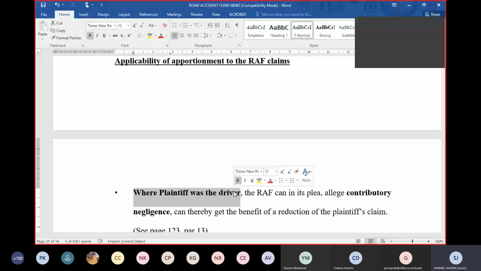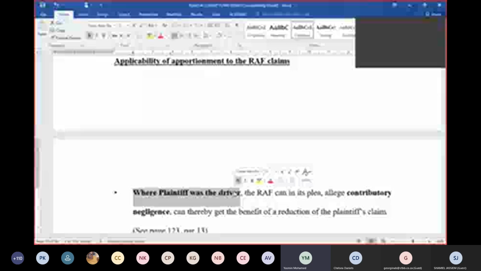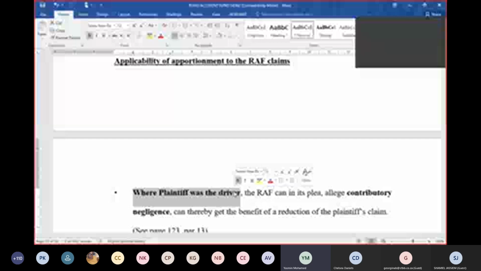Another example. Sorry, can I ask a question? Yeah. How would the RAF know that it is contributory negligence? Because if both parties said that they did look, but obviously they're not saying it in the version of the plea correctly or of the summons.